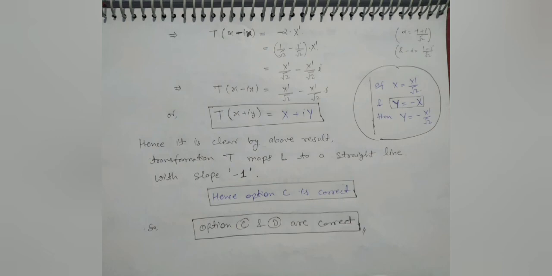Then we have y is equal to minus x dash upon under root 2, because the line equation with slope minus 1 is y equal to minus x, and we get T of x plus iy equal to x plus iy. Hence, it is clear by the above result that transformation T maps L to a straight line with slope minus 1. Hence, option C is correct. Hence, options C and D are correct. Thank you.